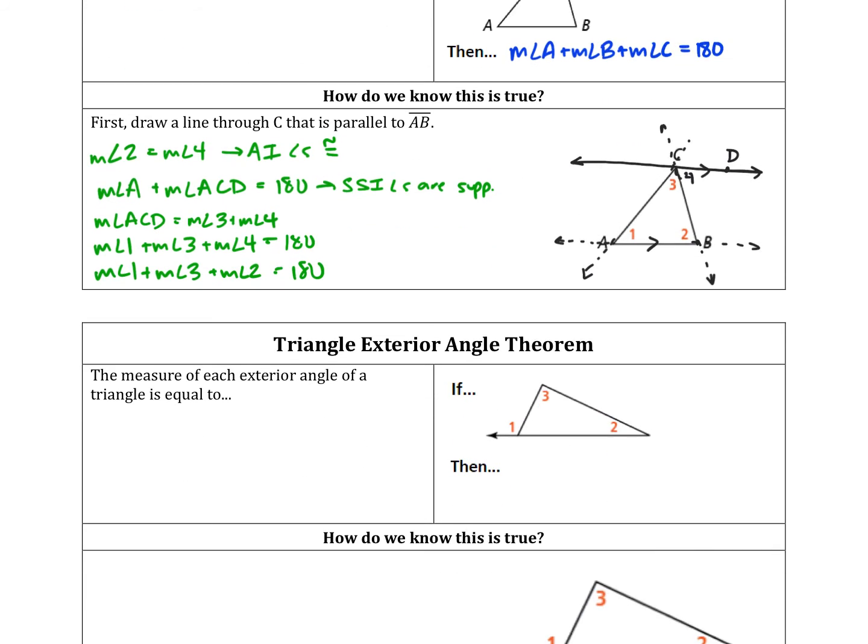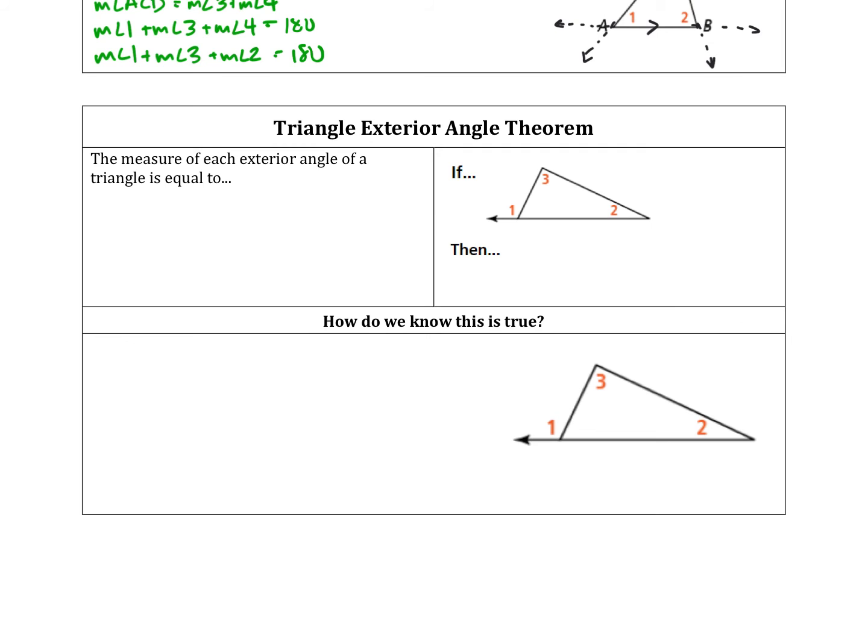Now the next thing we're going to take a look at is called the triangle exterior angle theorem. So if I look at my picture over here, you can see I have a triangle, but then I took this bottom side and I extended it out past this corner of the triangle. And when I extended that out past there, I created this angle number 1. That is considered to be an exterior angle of a triangle.